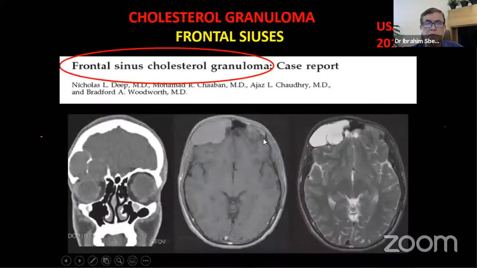So here's a paper, frontal sinus cholesterol granuloma. So we have to stop thinking of cholesterol granuloma as just being a pathology of the temporal bone. It could be anywhere in the body, and it could be in the paranasal sinuses. But definitely, the commonest site for cholesterol granuloma is the temporal bone. But let's not forget about these unusual sites.